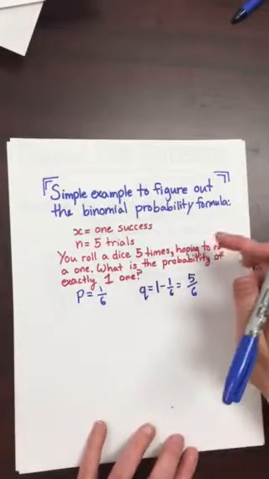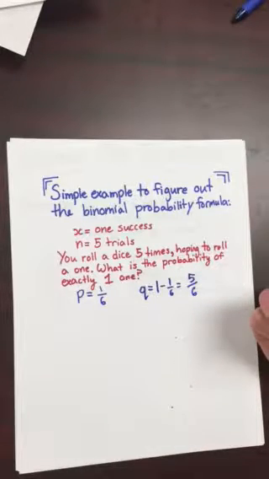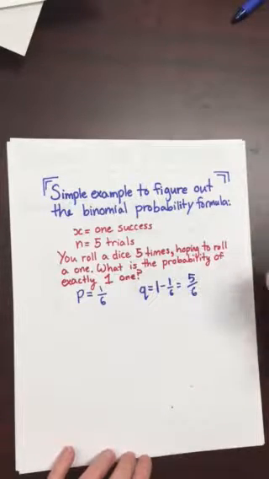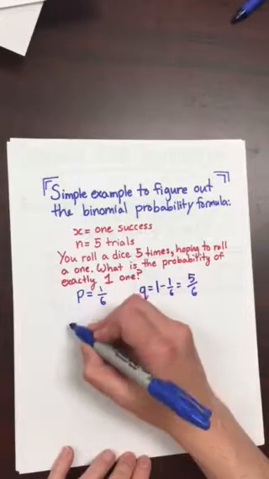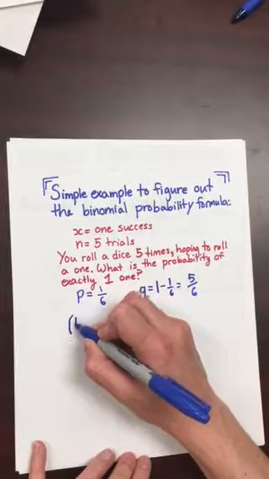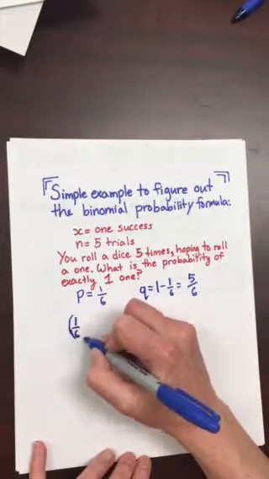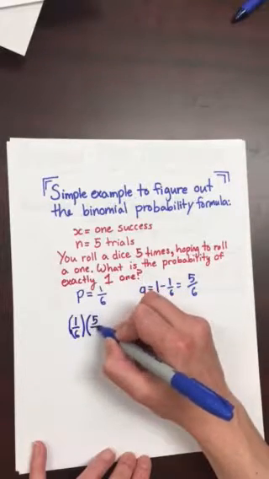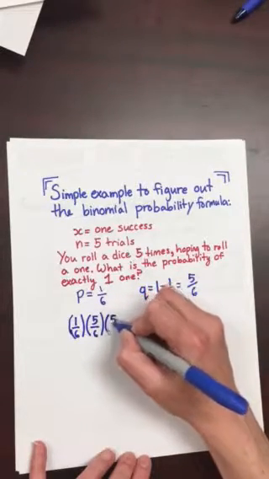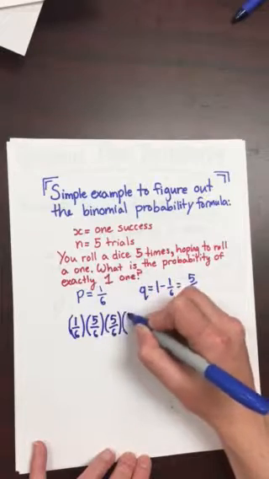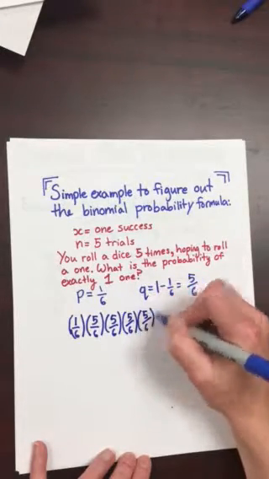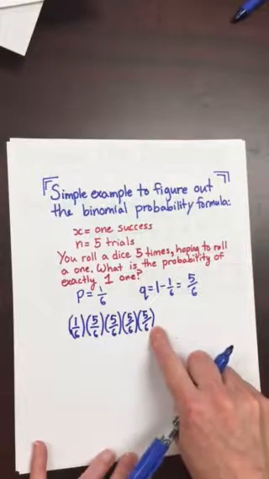All right, so we've got p, we've got q. Now we have to try and create some sort of a formula here. Okay, so we've got 5 trials, and we need one of them to be a success. So one way I might do that is like this. Maybe the first trial is a success, 1 in 6. And then the next trial has to be failure, and the next trial has to be failure, and the 5th trial also has to be failure. So I have 1, 2, 3, 4, 5 trials.